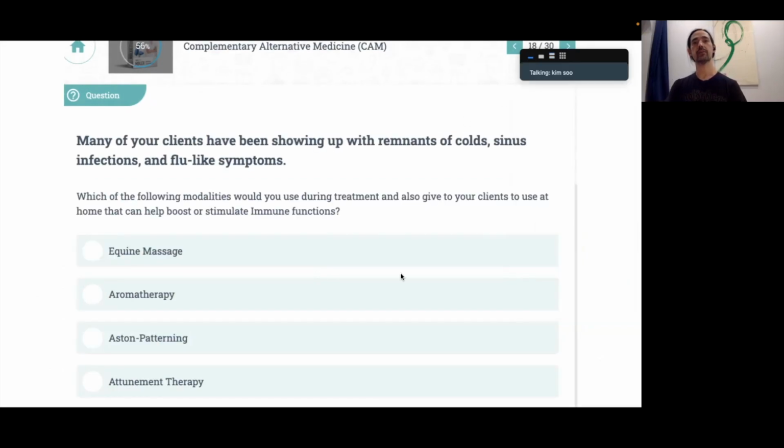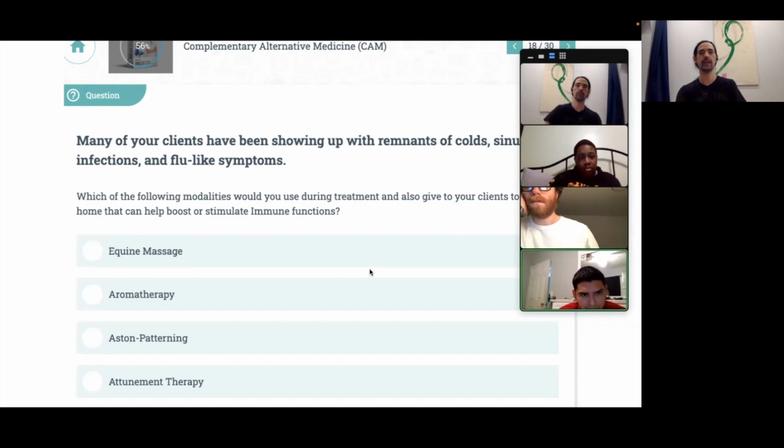Many of your clients have been showing up with remnants of colds, sinus infections, and flu-like symptoms. Which of the following modalities would you use during treatment, and also give to your clients to use at home, to boost or stimulate immune functions? A lot of them have been showing up with remnants of colds, sinus infections, and flu-like symptoms.